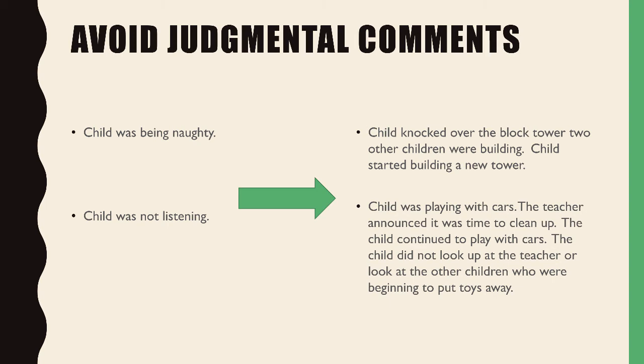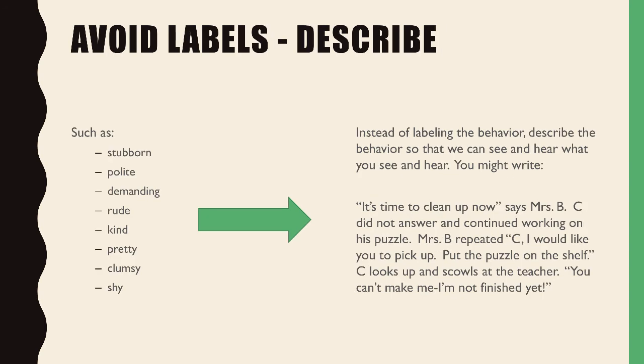The information, the hearing, the seeing. Avoid labels. Don't label a child, don't label an action. Stubborn, polite, demanding, rude, kind, pretty, clumsy, shy. Those are subjective. Your idea of stubborn might be different than my idea of stubborn. What you say is polite may not be what I say is polite. This allows for, again, judgment, personal opinion. It labels. It doesn't describe. It doesn't tell us. So instead of labeling the behavior, tell us what you see and hear.